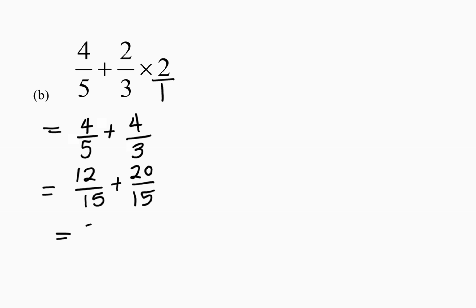And then you're going to add the tops. You're going to look to see if you can simplify. In this case, you can't, so you're done. Again, you don't have to write it as a mixed fraction. You can leave it as improper. And so let's look at part C.